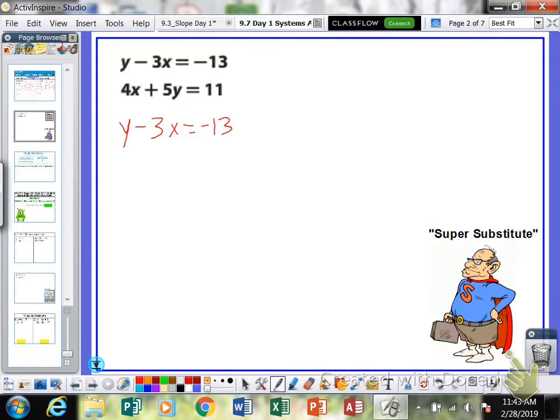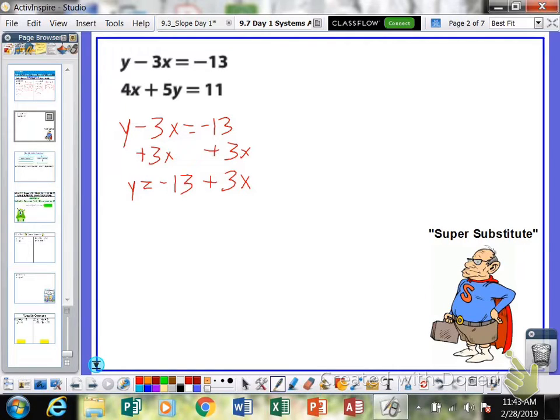So I want to solve for y. To solve for y, I'm going to add 3x to both sides. I get y equals negative 13 plus 3x. Okay, so again, notice that now we have our y equals, but we don't have a specific value for y like we did in the first two, but that's totally okay.